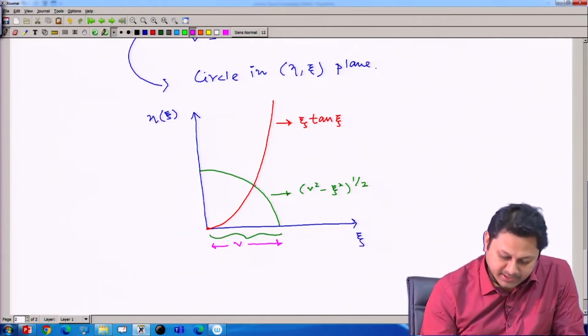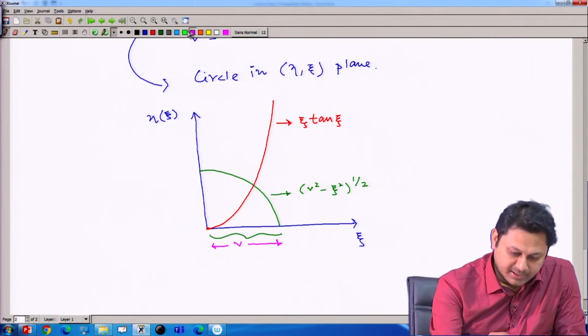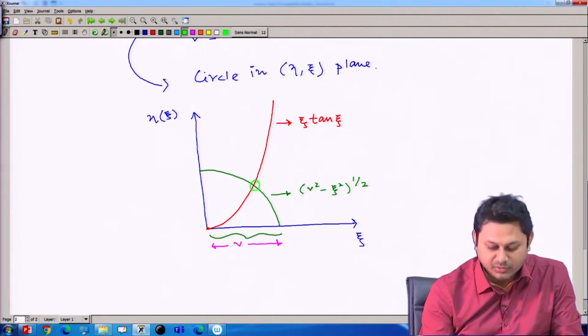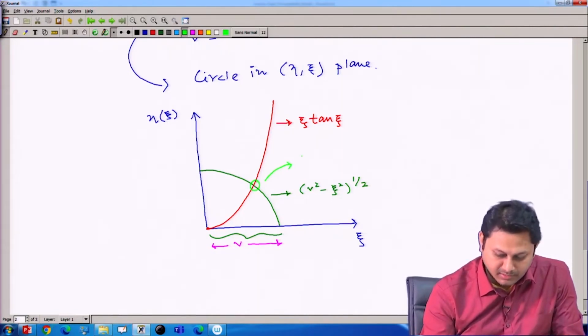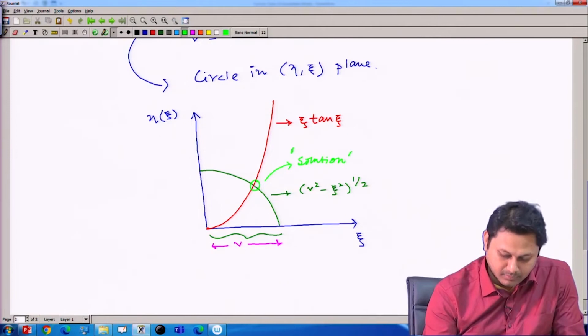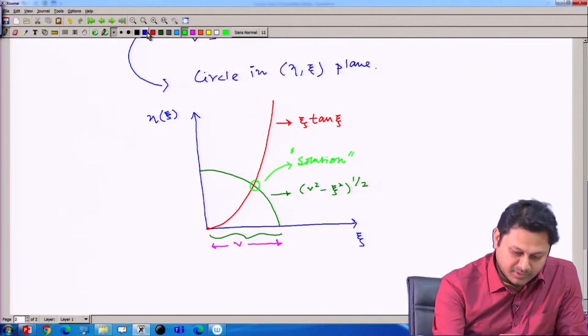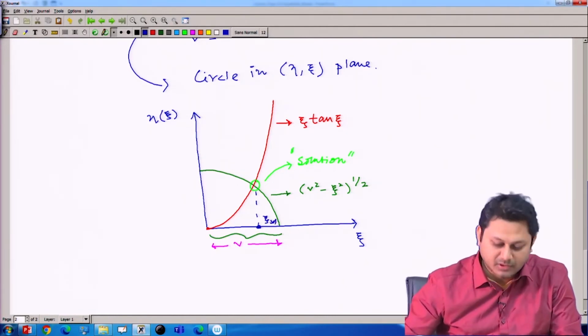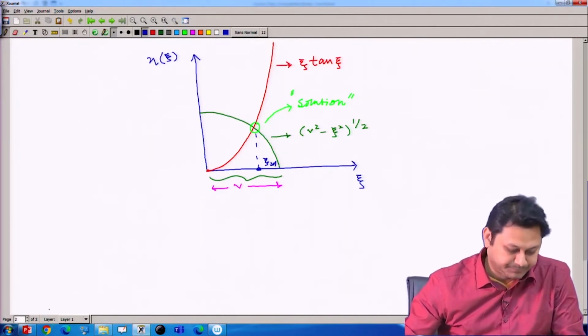So, here we can see that we should have a cutting point. Let me make it a different color, say this one. We have a cutting point here. So, this is the solution. That means I should have a solution here, and xi sol is my solution. So, xi solution is my solution, which is the cutting point.